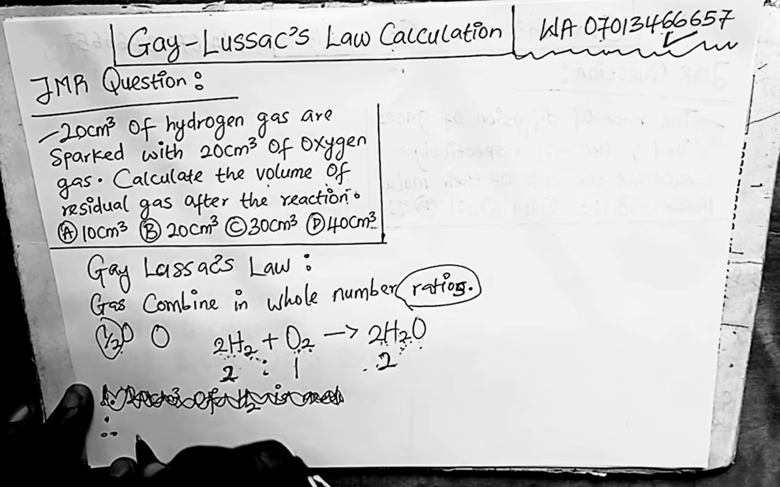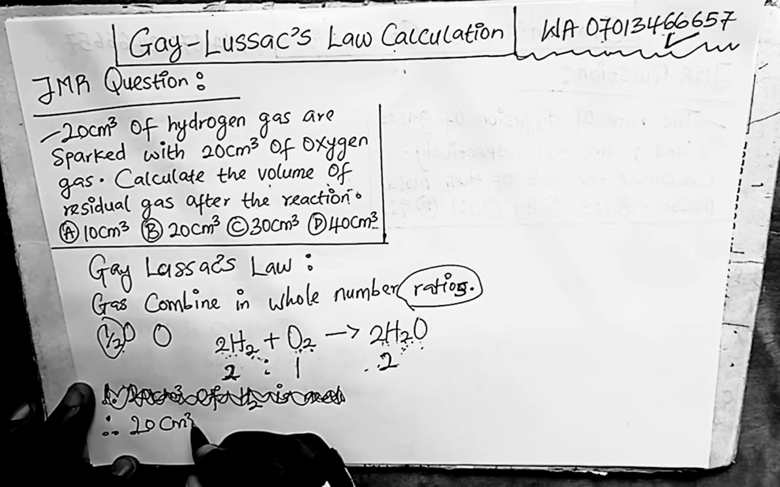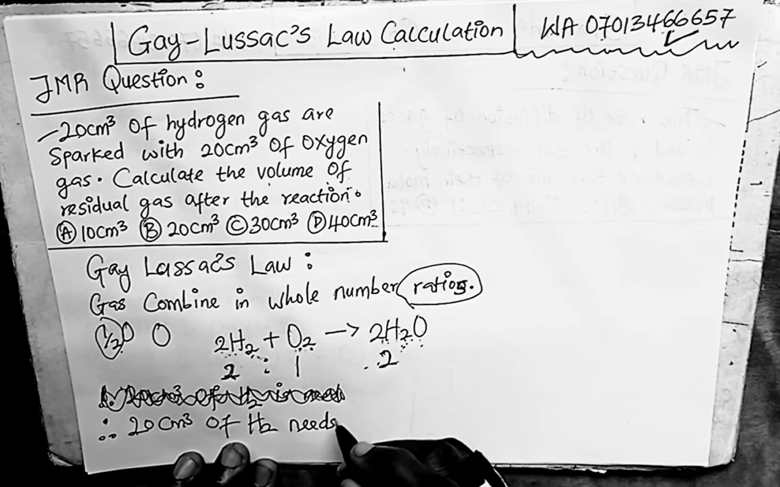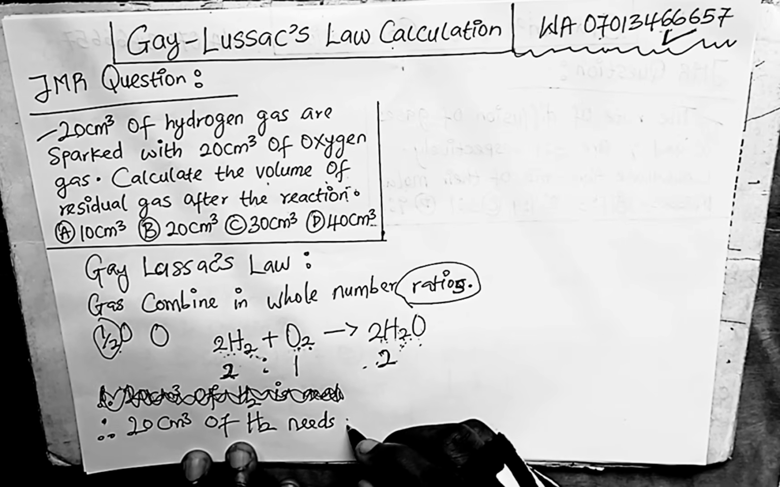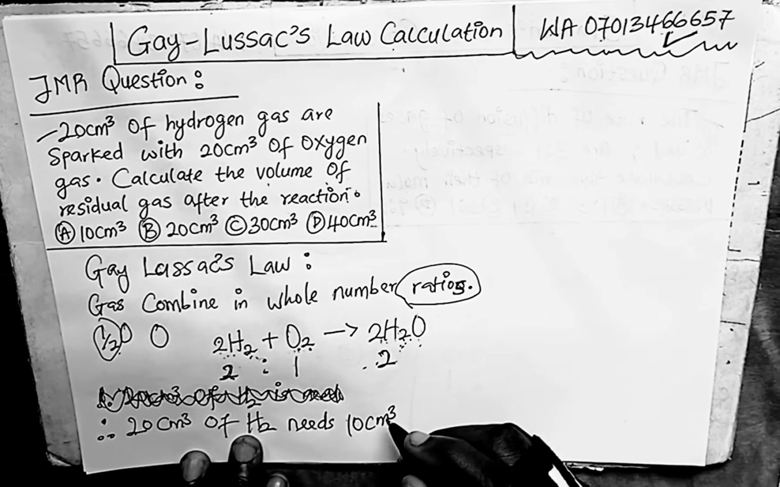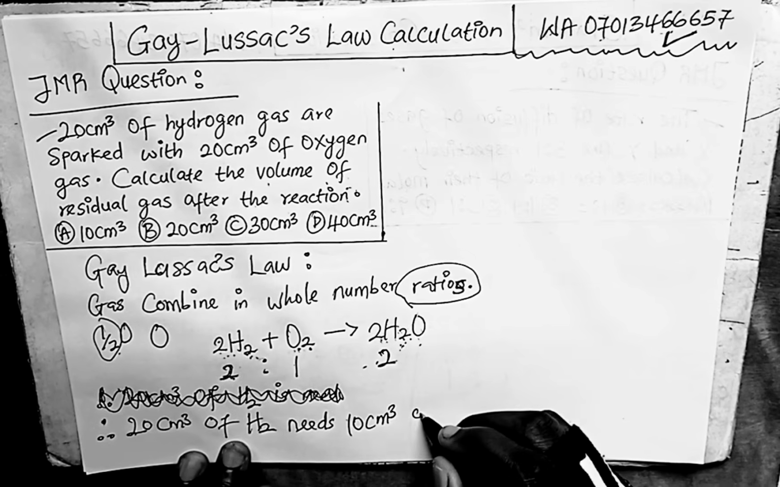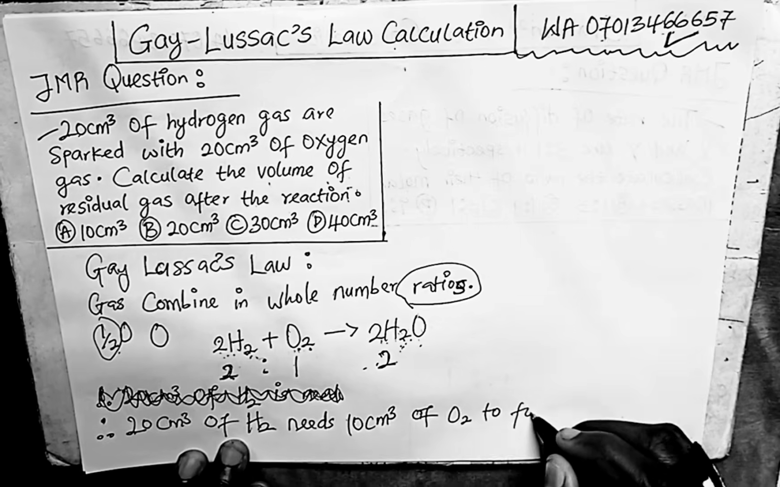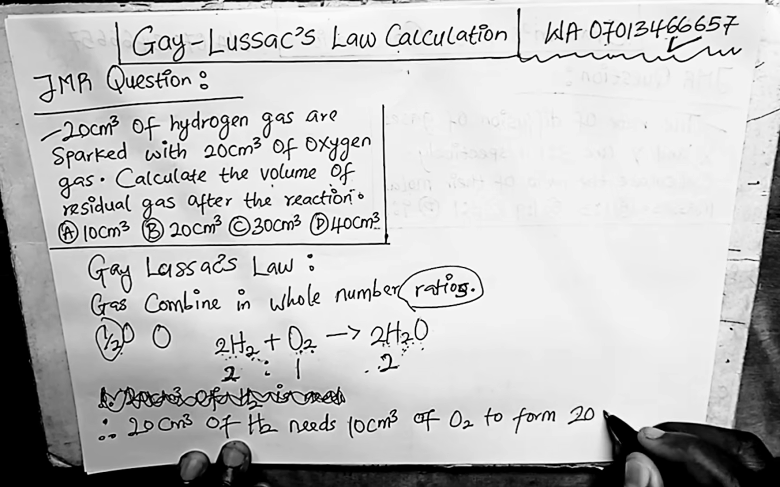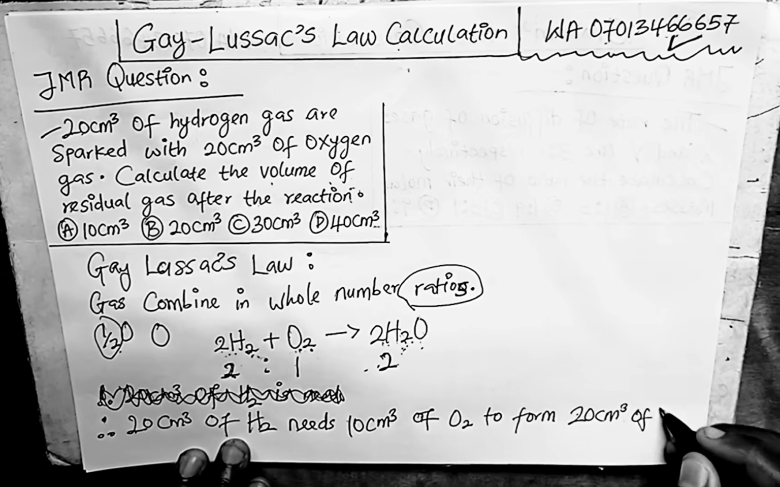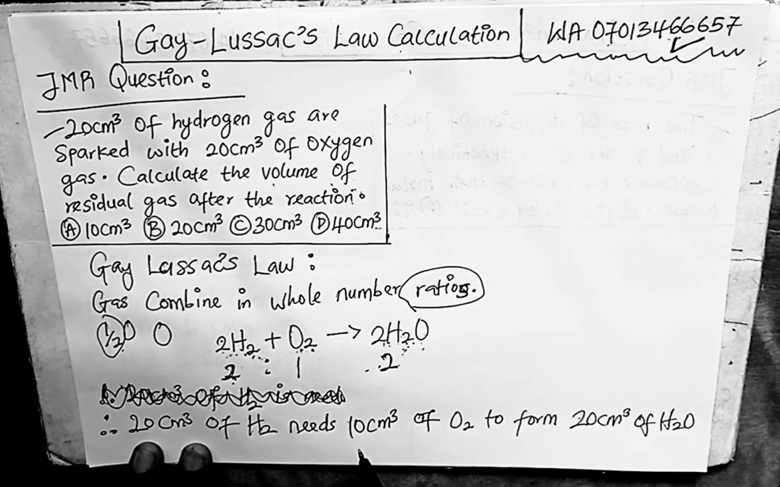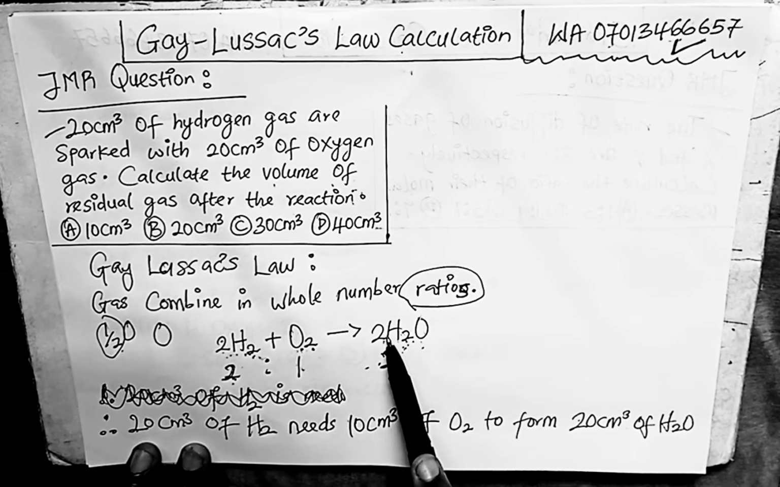So therefore, 20 cubic centimeters of H2, which is hydrogen, needs how many? 10 cubic centimeters of oxygen to form 20 cubic centimeters of H2O. So 20 cubic centimeters of hydrogen needs 10 cubic centimeters of oxygen to yield 20 cubic centimeters of water.